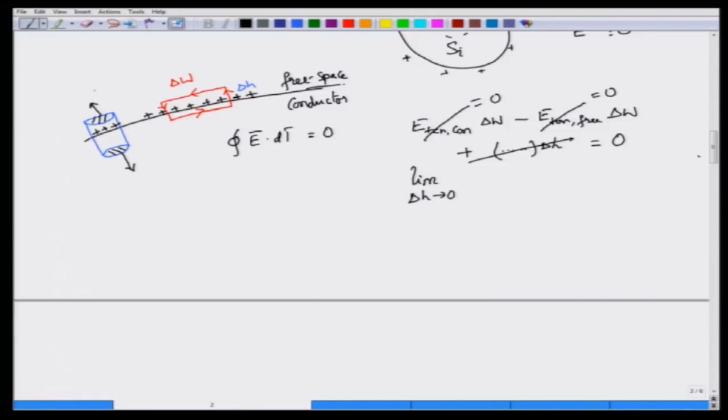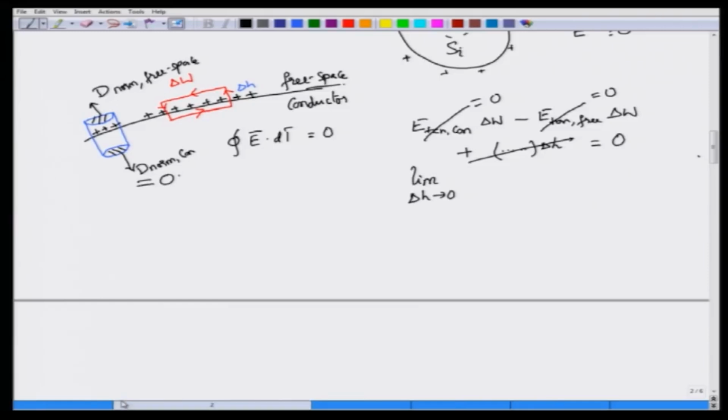Outside, let us call this D field D normal, because that is the only component necessary to consider in this particular scenario of the Pepsi can. So, D normal in the free space, and the D field in the conductor will be D normal in the conductor. However, we have just shown that the D field inside a conductor will be equal to 0. This means that the normal D component inside the conductor will be equal to 0.